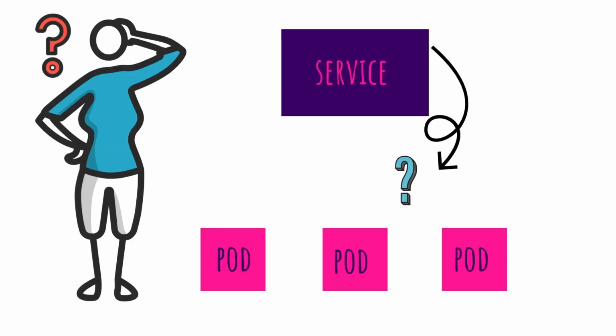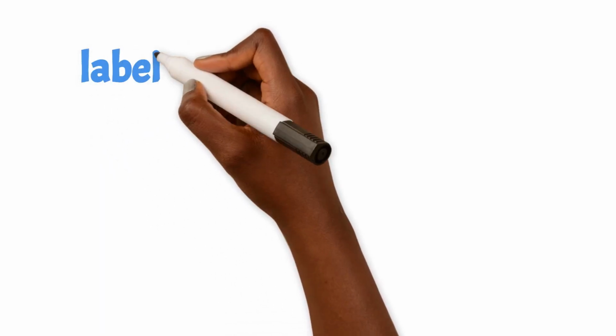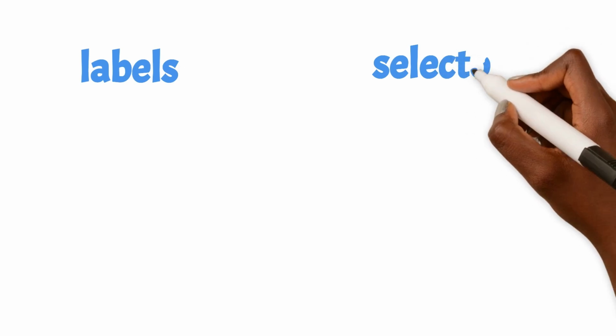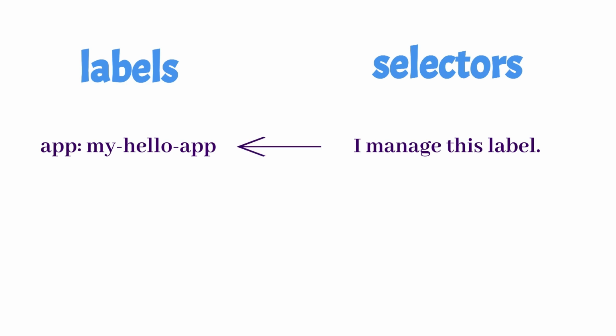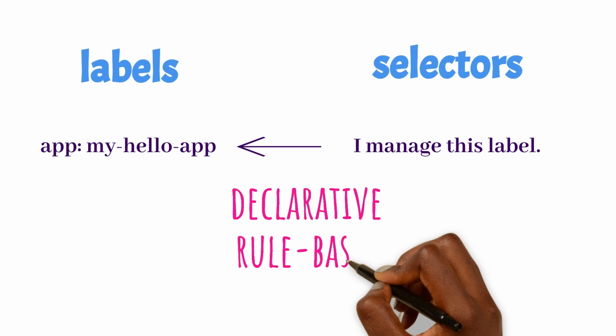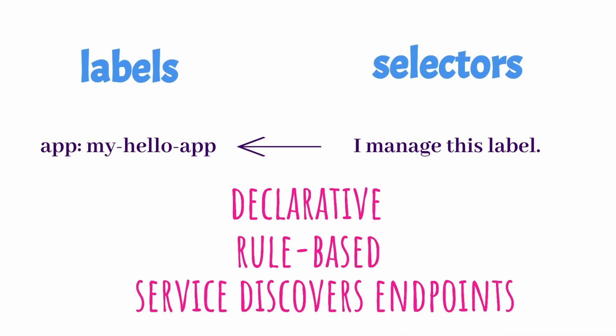So, how does a service know which pods to send traffic to? It's not magic. It's through a foundational concept of Kubernetes: labels and selectors. When you create a deployment, you give its pods a specific label, like app: my-hello-app. A service's configuration contains a selector field that says, "I will manage any pod that has this exact label." This declarative, rule-based connection is how the service dynamically discovers its healthy endpoints. As soon as a pod is created with that label, the service adds it to its internal list of available destinations.